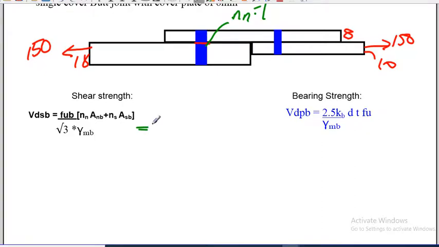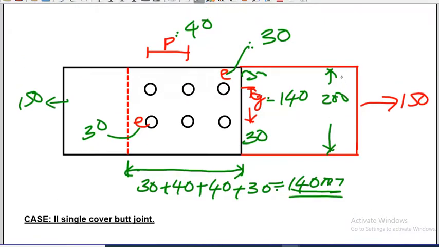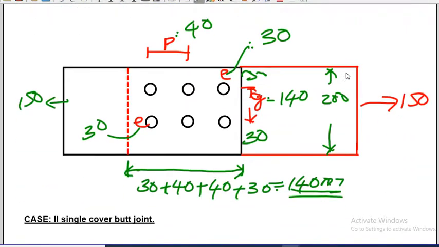So here also the shear strength is 29 kilonewton, the same as the previous case. Now let us come to the bearing strength. Bearing strength is 2.5 into KB. That is also not going to change, because the edge distance is 1.5 D0. The least of all these we are calculating, and it is going to be the same, because nothing is going to change here.